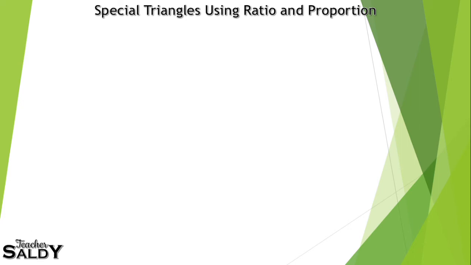We have what we call special triangles. So, we will get the value of each side using ratio and proportion.